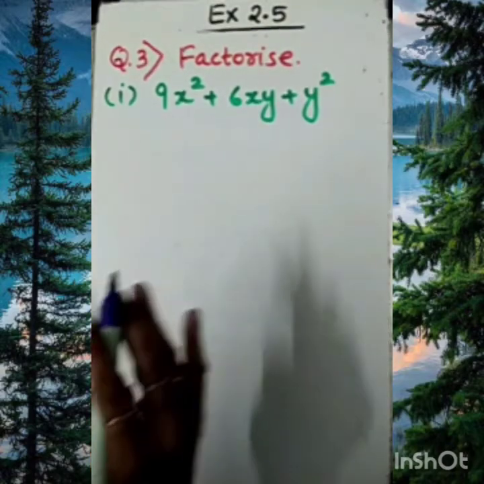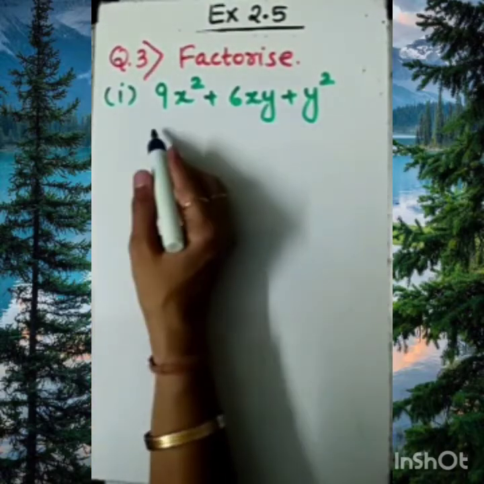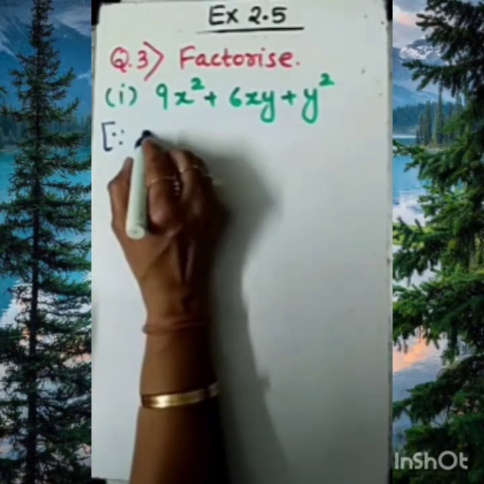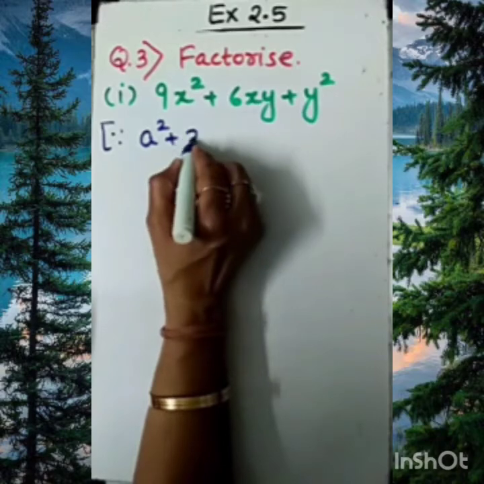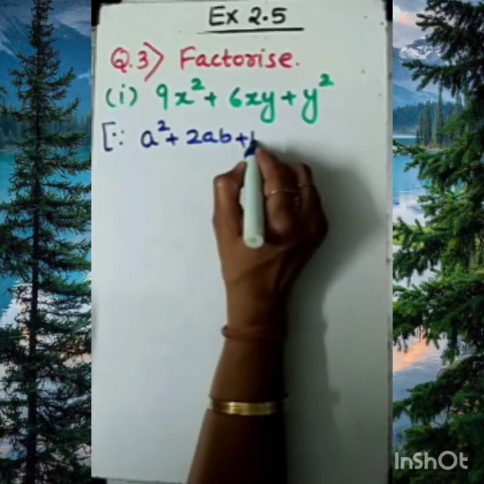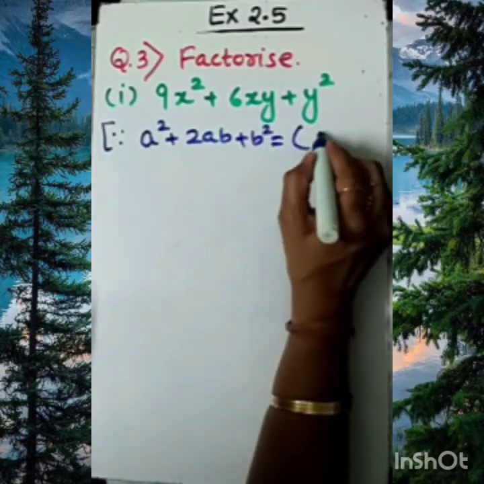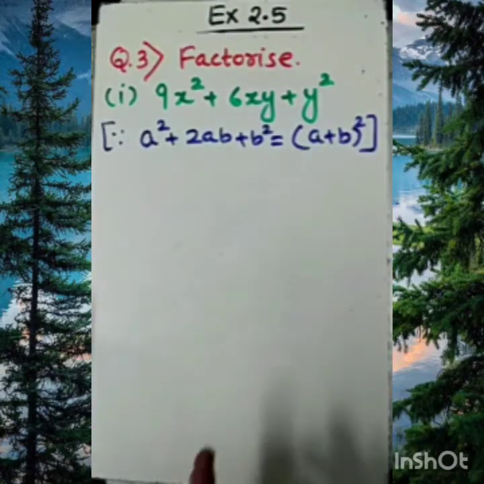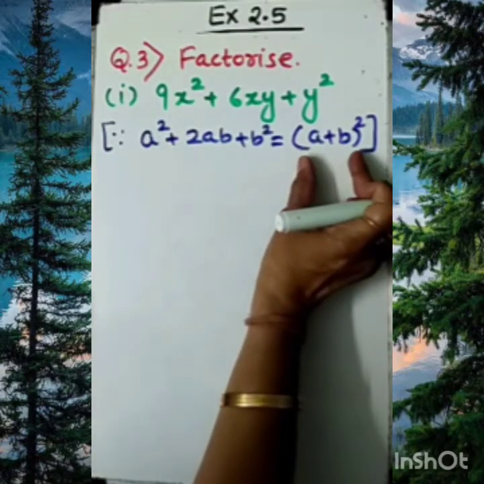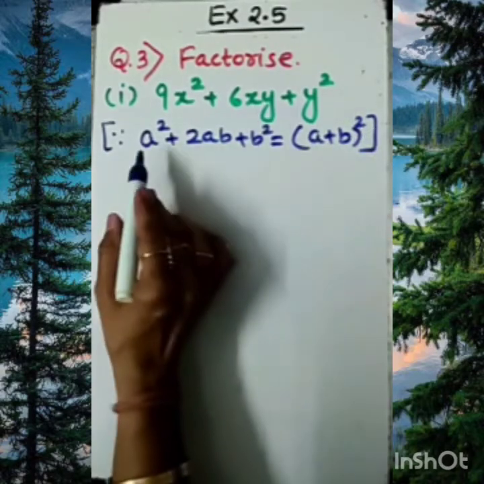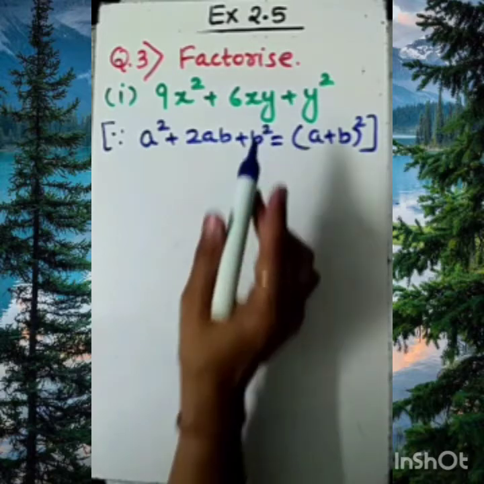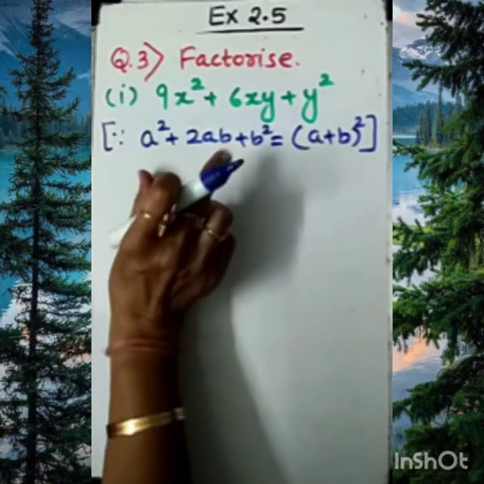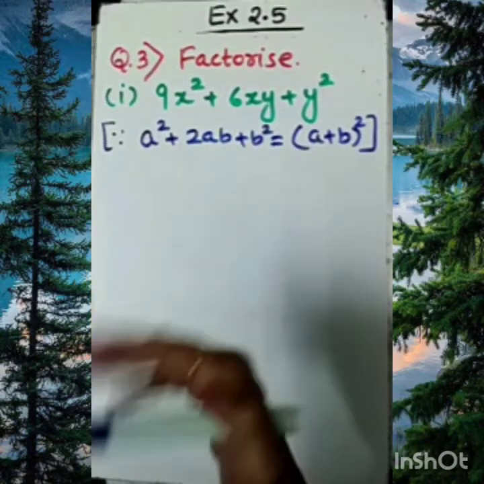Let's recall it. How to go with that? For that also we need to apply the identity. Okay. So how to go with that? Which identity we need to apply? We know that a square plus 2ab plus b square gives the result a plus b whole square. Okay. When I ask you to expand the identity a plus b whole square, it equals a square plus 2ab plus b square, correct? If I ask you this equal to this, then factorization is the reverse procedure of expansion.